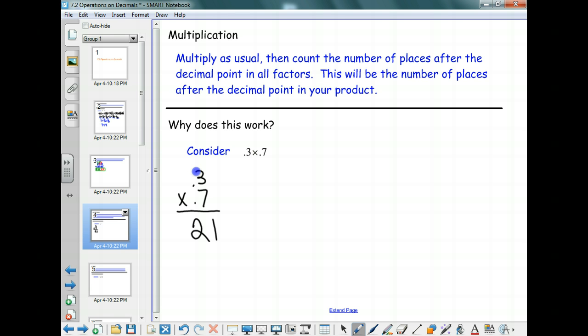How many values are there after the decimal places if you added them all up? There are 2. There's 1 after the decimal point on the 0.3. There's 1 after the decimal point on the 0.7. That's 2 places total. So my answer needs 2 values after the decimal point. So my decimal point is there. That's an algorithm. That's the way it works. This is what we do.